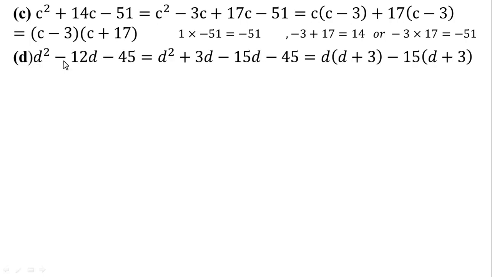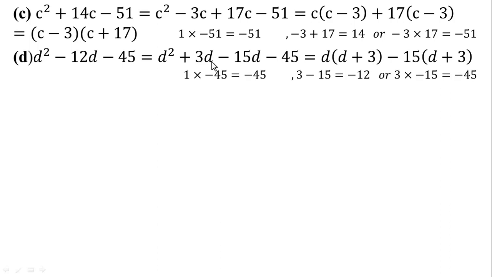In D part, we can see that d square minus 12d minus 45. First of all, 1 multiplied by minus 45, answer is minus 45. Now the mid-term breaking of 12 into 2 parts. When multiplied, answer is minus 45, and when added, answer is minus 12. Now we have plus 3 and minus 15, answer is equal to minus 12. And 3 multiplied by minus 15, answer is minus 45.